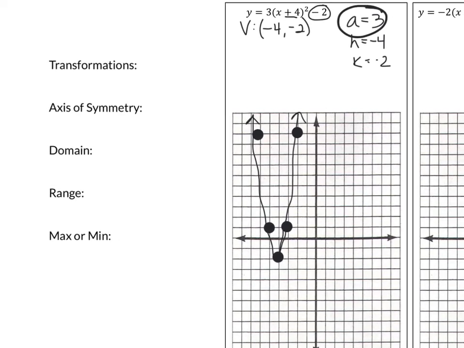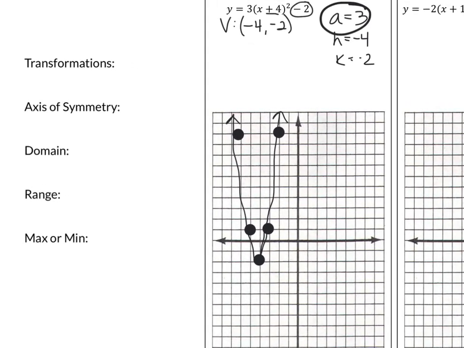How does this thing move? Well, first, we know that it's moving, in this case, left 4. We know it's moving down 2. That's my H and my K. We also know that this thing is being stretched. What's the number that gave that away? Well, that was my A value. A value is bigger than 1.